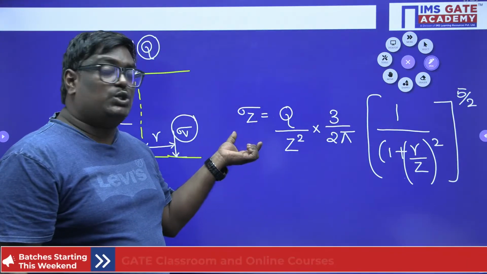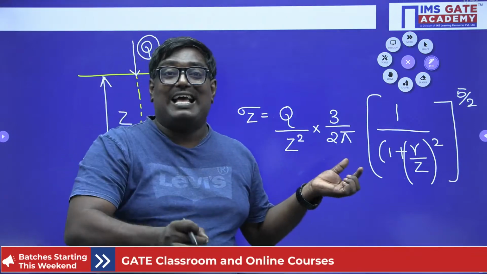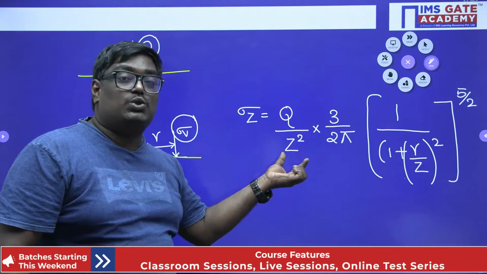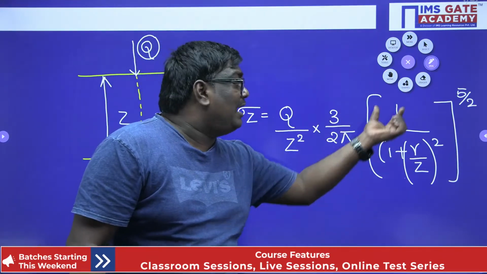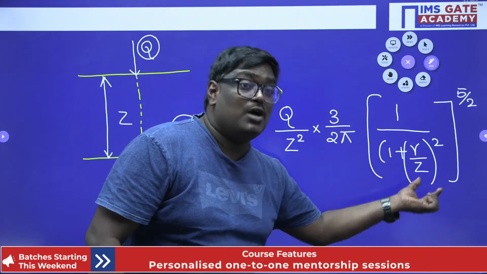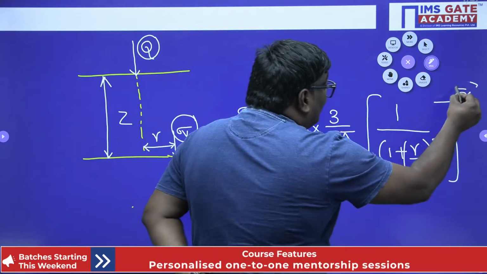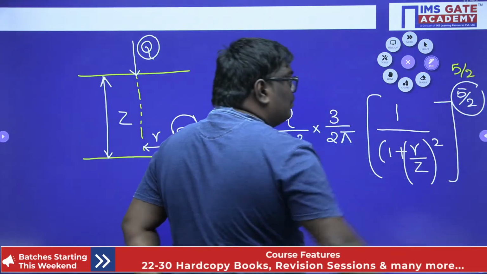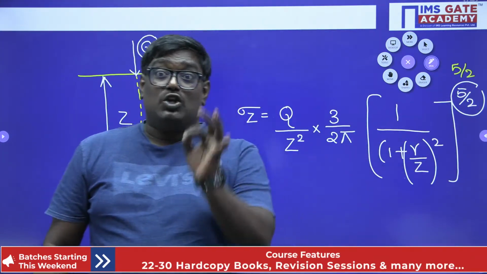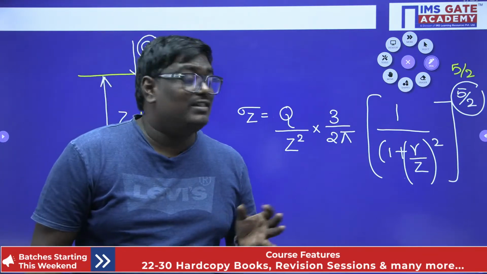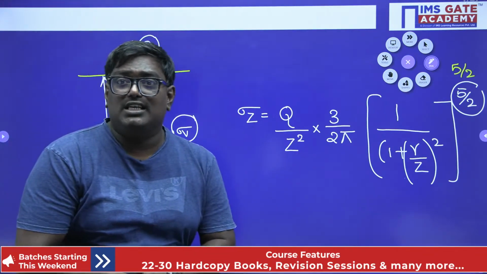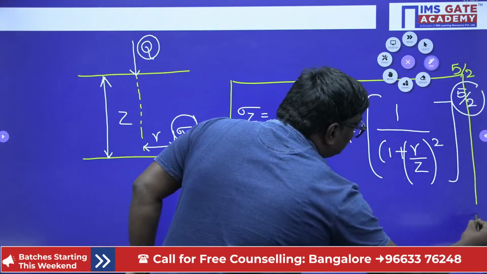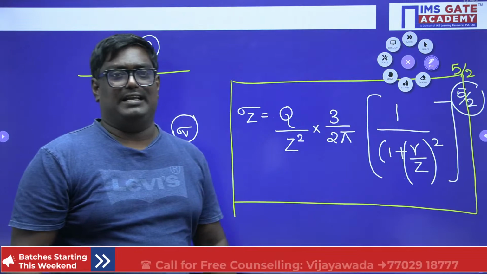So here my dear students, the vertical stress at a depth Z is given by the formula Q by Z square into 3 upon 2 pi into 1 upon 1 plus R by Z whole square whole power 5 by 2. Again I am writing here, it is whole power 5 by 2. Agree my dear students? I hope you are clear with this formula. Srujna, is it okay? If you can remember this formula, we will solve some beautiful problems, my dear students.